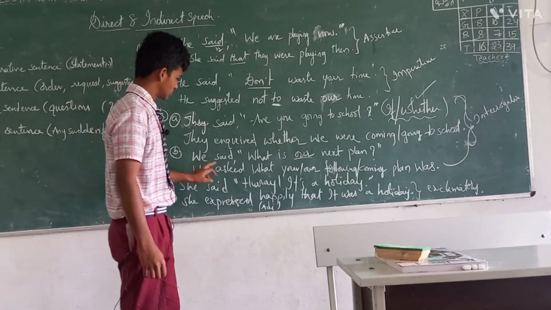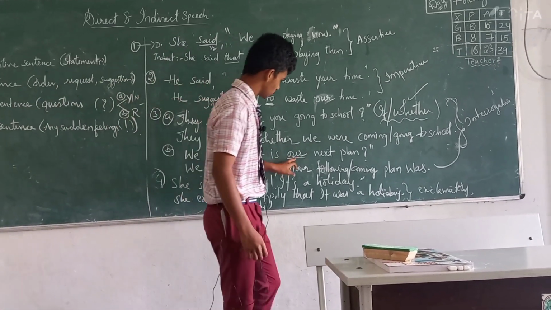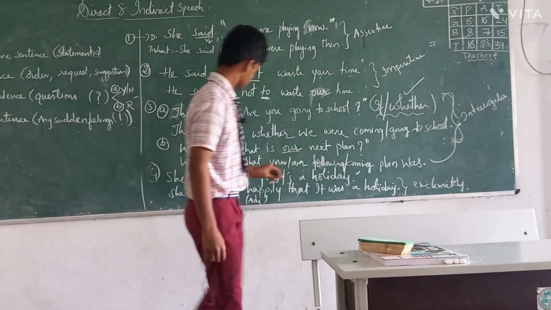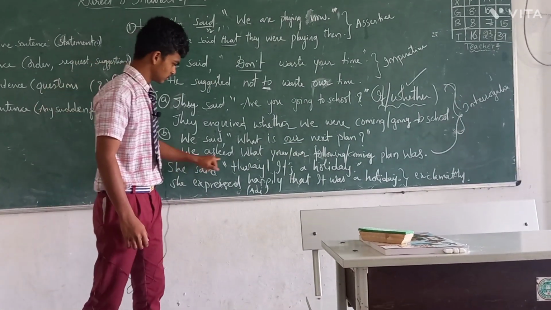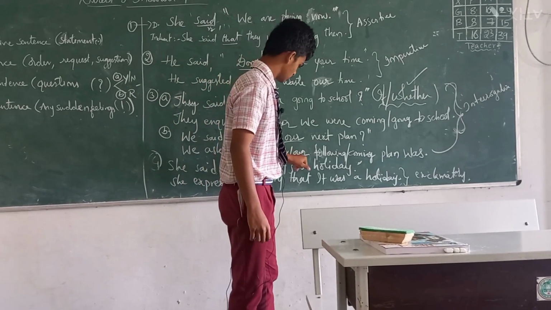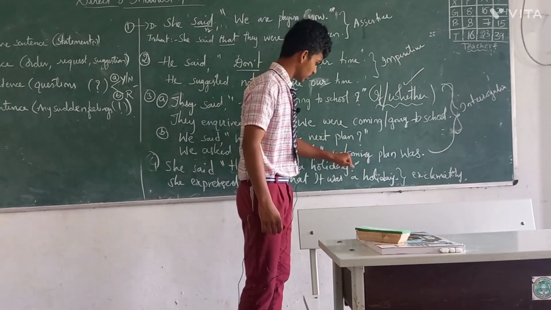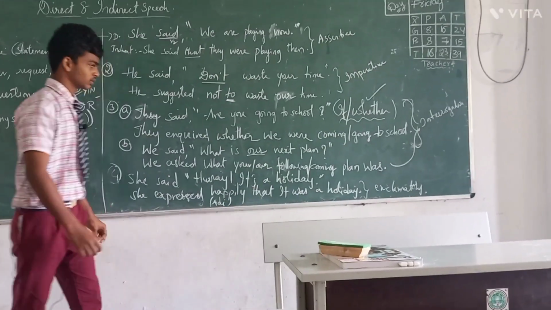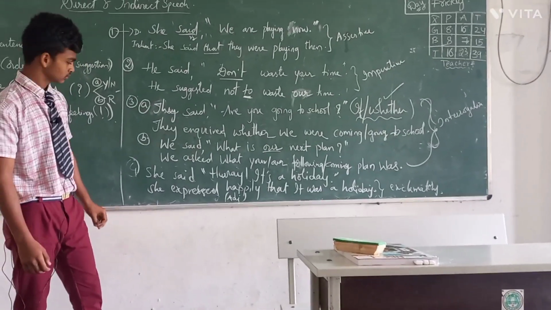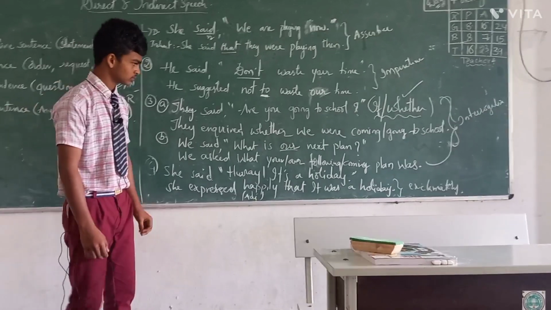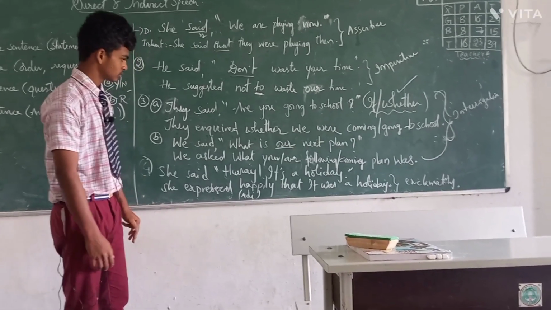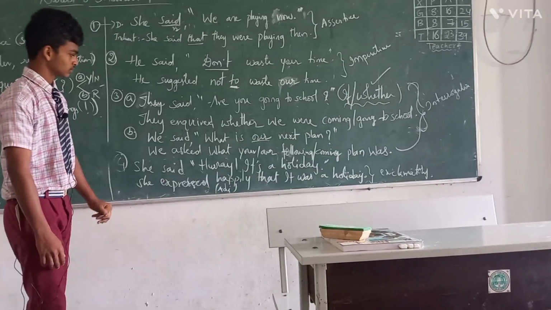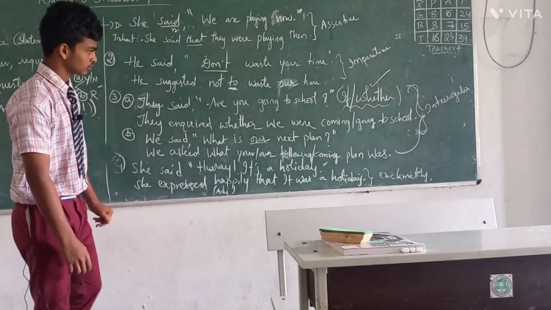Reasoning type. We said, what is our next plan? We asked what our following plan was. Was is at the end. Did you notice that? If is used after the word what, it's a question. When it goes to the last, it becomes a statement.